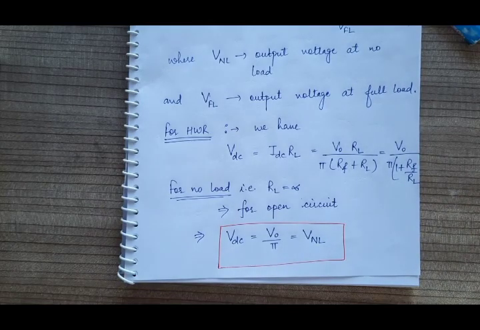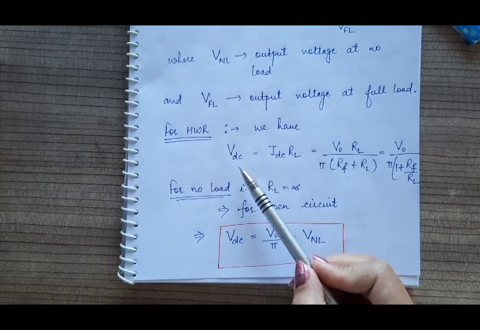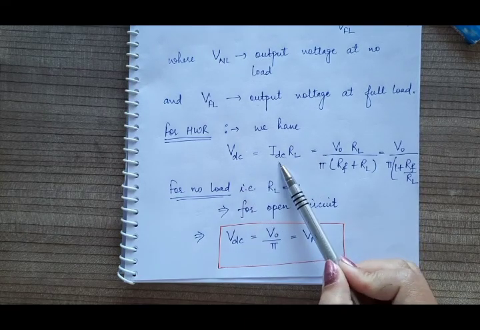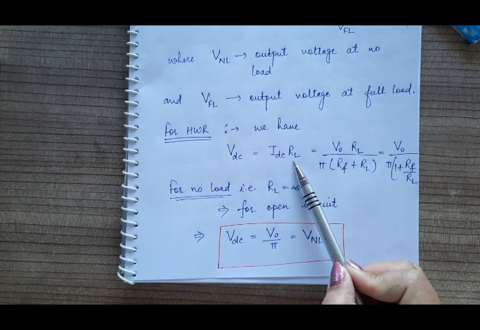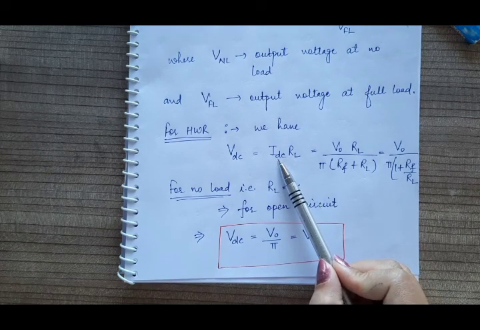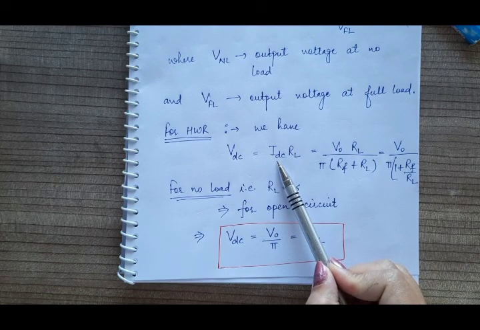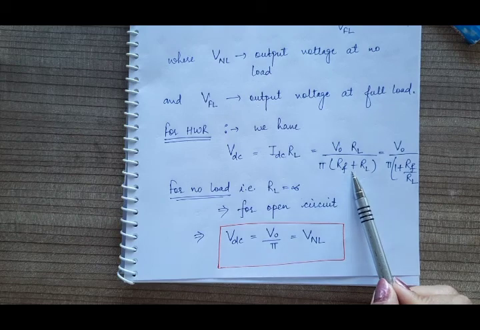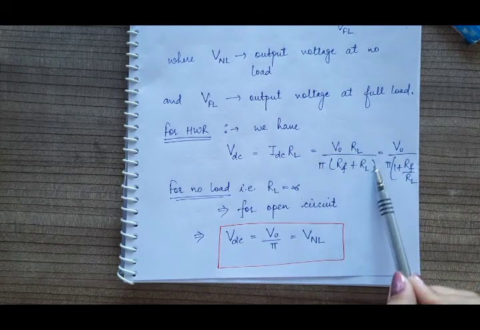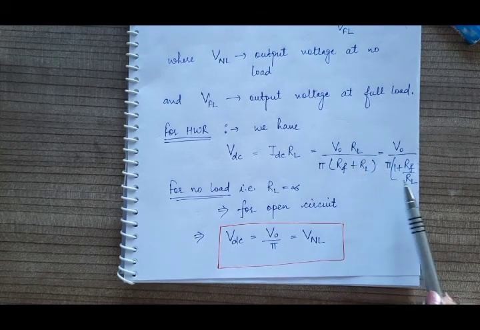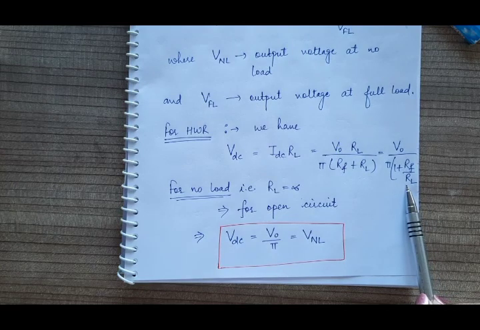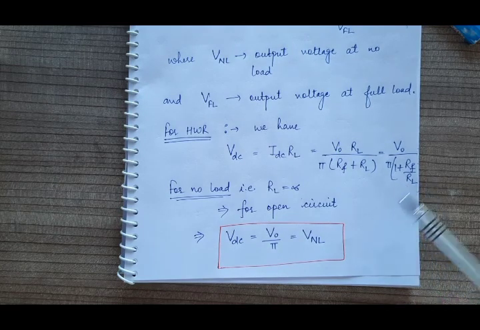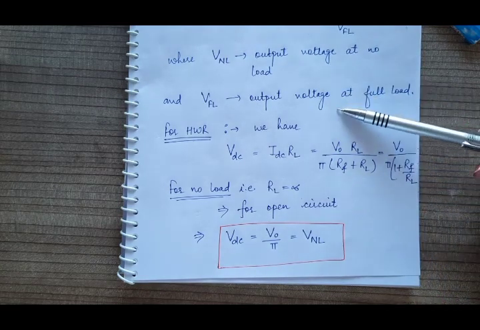So for half wave rectifier, we know that our DC output voltage will be the product of DC current and the load resistor, and this DC current IDC, this we have calculated, this is equal to I naught by pi. I naught is peak value of current, and this I naught is V naught by RF plus RL. So we have got this, move this RL to the denominator and we have this expression, and from here we will calculate the voltage at no load and voltage at full load.